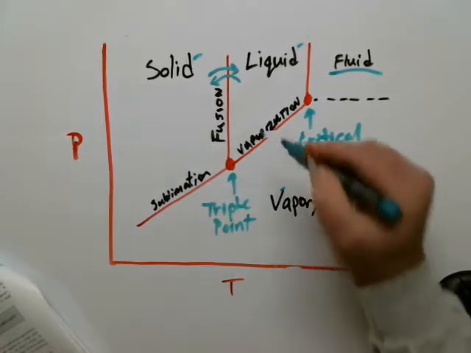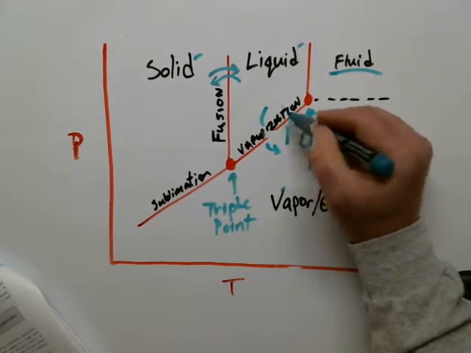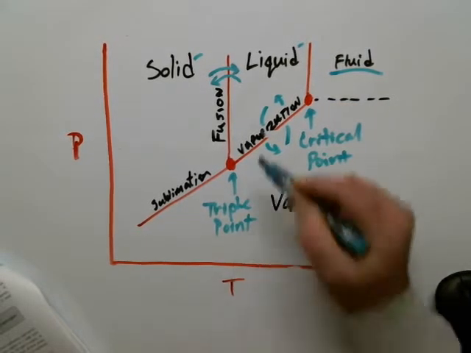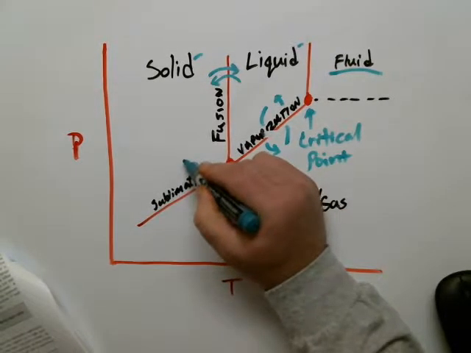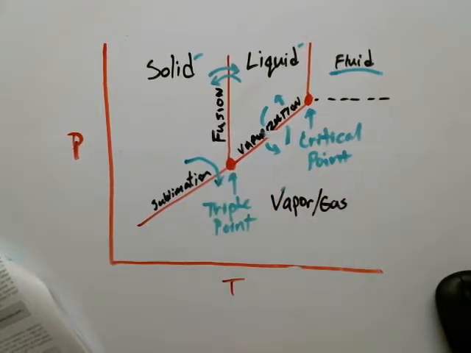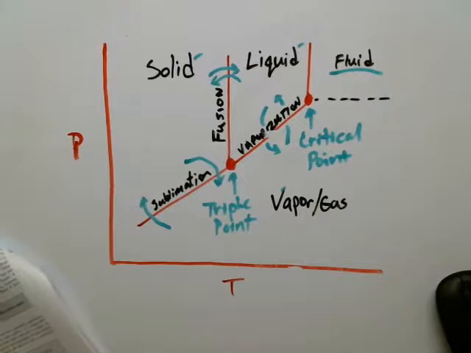When crossing over from the liquid line to the vapor line, or from vapor to liquid, this is referred to as the latent heat of vaporization. And then finally, from solid to a vapor or vapor to a solid, this was known as sublimation, and the latent heat addition or removal to go in either direction was called the latent heat of sublimation.